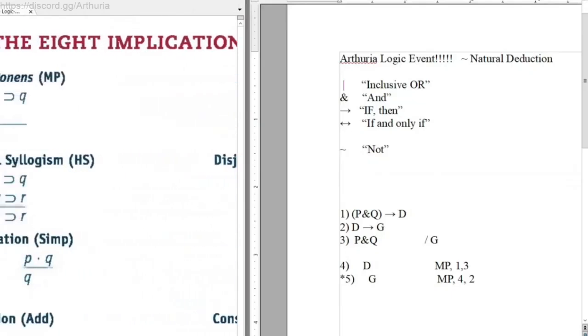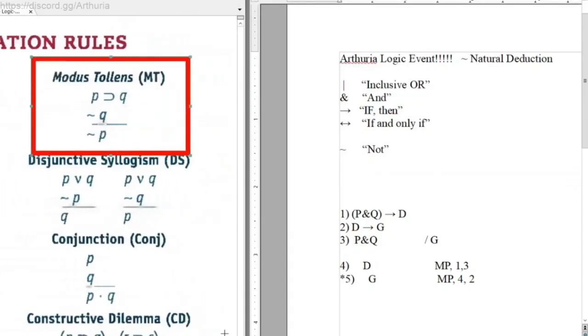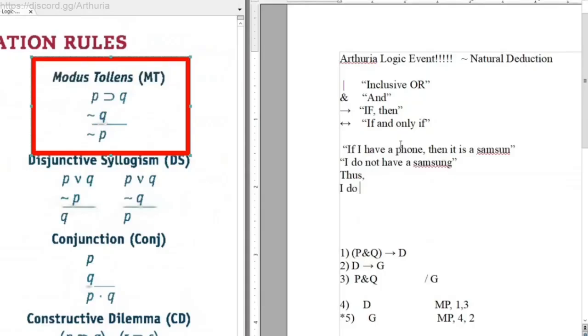So this is modus ponens, and her cousin is modus tollens. Modus tollens is interesting because it says that if I have the negation of the right side, then I get the negation of the left side. If P then Q, then not Q, therefore not P. Sticking with the phone example, if I have a phone, then it is a Samsung. I do not have a Samsung, ergo, I do not have a phone.